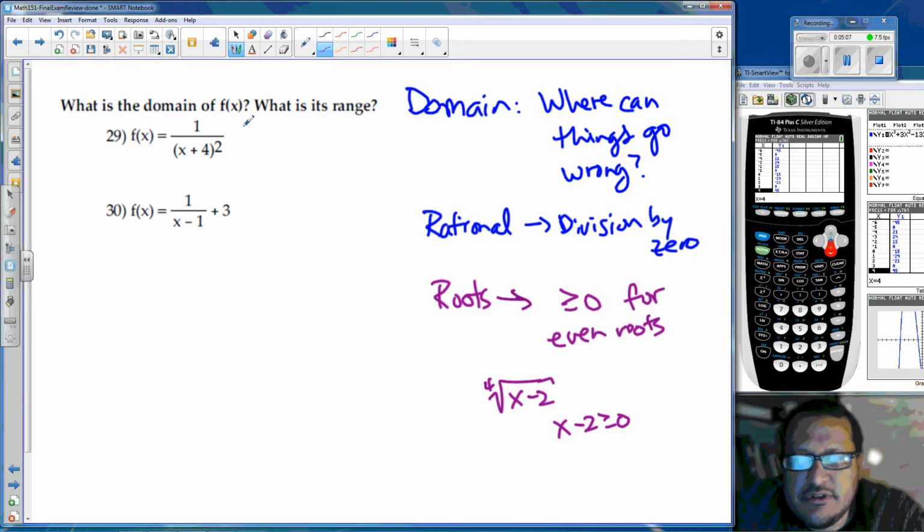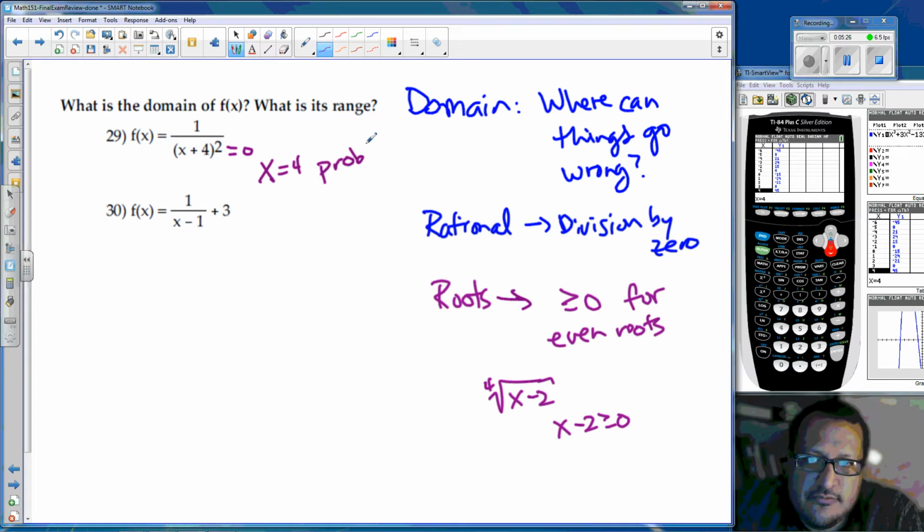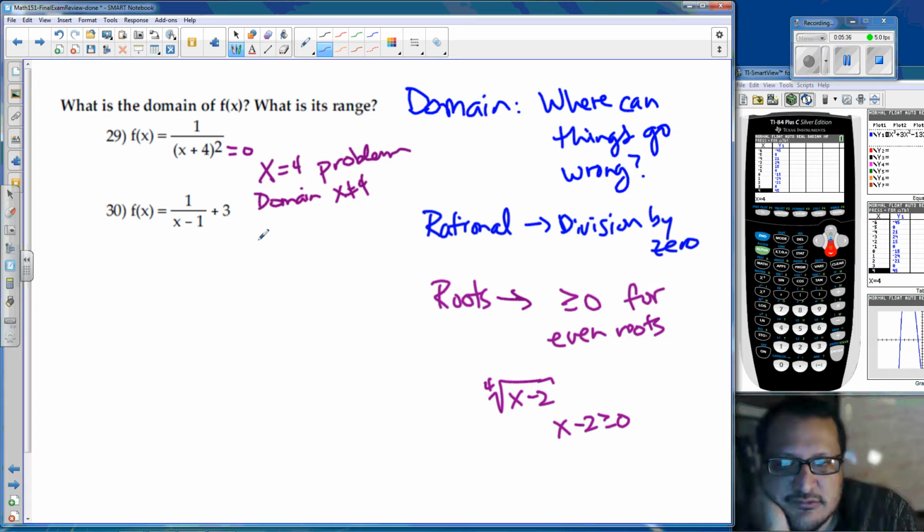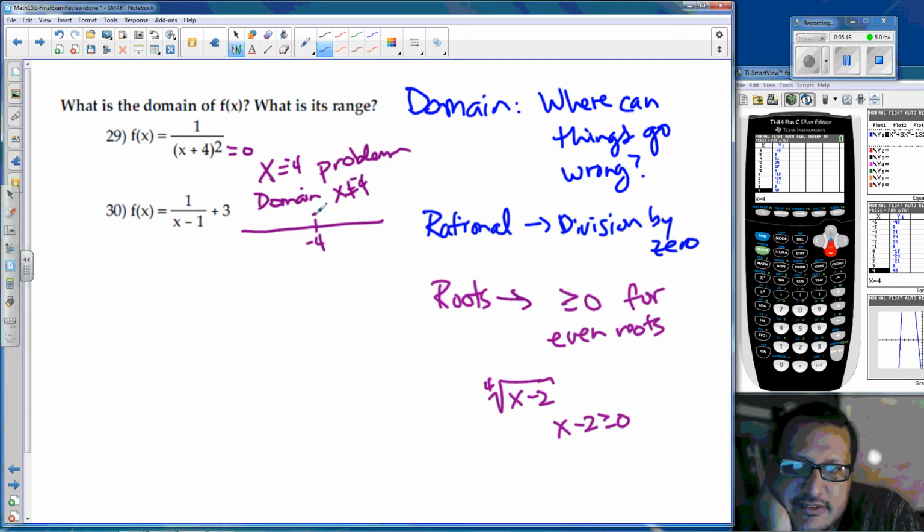So here we're dividing, and so the only thing that can go wrong is when this is equal to 0. Well, this is really easy to solve. You just take the square root of both sides, you get 0. So when x is equal to negative 4, there's a problem. Therefore the domain is everything but negative 4. So this would be negative infinity to negative 4 union negative 4 to infinity.